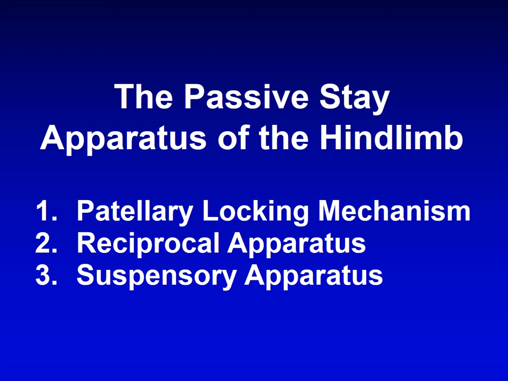The second component of the passive stay apparatus of the hind limb is the reciprocal apparatus. The reciprocal apparatus consists of two structures. Dorsally, the peroneus tertius. Caudally is the tendon of the superficial digital flexor. These two structures make a synchronized motion between the stifle joint and the hock joint.